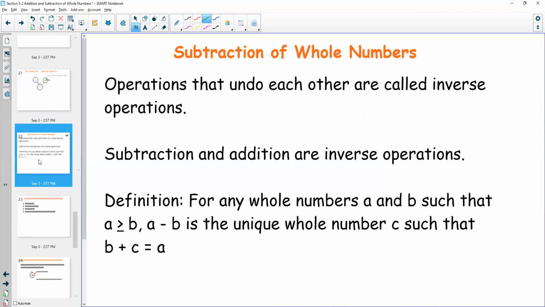Subtraction is the inverse operation to addition, okay? Kids know that one undoes the other. When you add, it's the opposite of subtracting. When you subtract, it's the opposite of addition. So for any whole numbers A and B, if A is greater than or equal to B, then A minus B is the number C such that B plus C is A. Okay, now think about that. So A minus B is C, right? And then B plus C is the same as A.